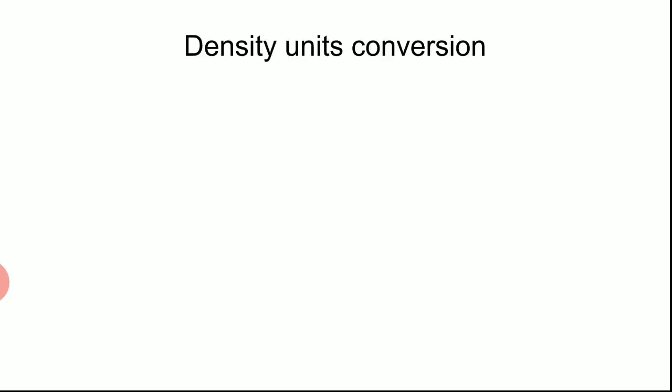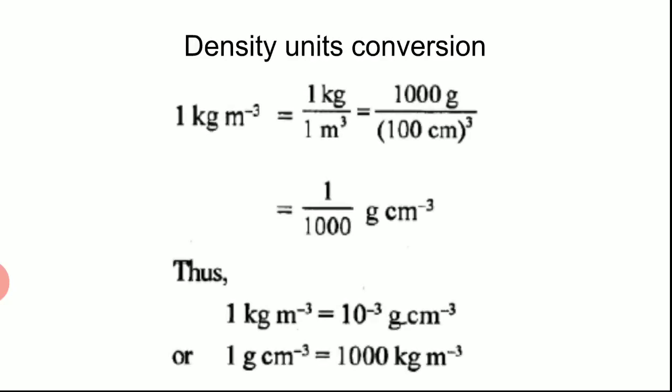Density unit conversion. 1 kilogram per meter cube or 1 kilogram meter raised to minus 3 can be written as 1 kilogram upon 1 meter cube. Now 1 kilogram we know is 1000 grams and 1 meter cube will be 100 centimeter the whole cube. So now down we get 6 zeros and up we have 3 zeros. Cancelling off 3 zeros from up and down, we are left with just 3 zeros in the denominator, that is 1000. So our conversion becomes 1 upon 1000 grams per centimeter cube.